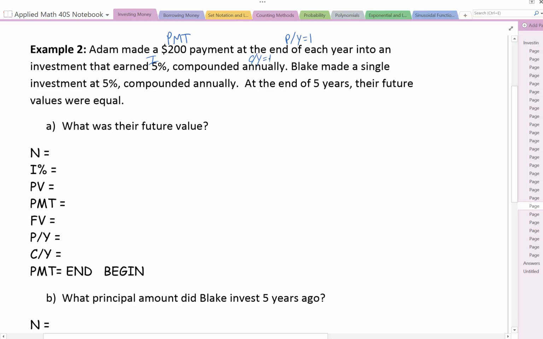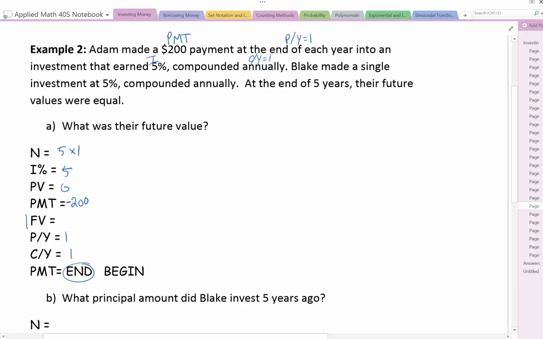And that's it for Adam. So for Adam, I would have 5 times 1, because this is 1. My PV is 0. My PMT is 200. And I is 5. Right? Don't forget PMT. I forgot my negative there. That's really important. My compounding is 1, and we're going to find the end.